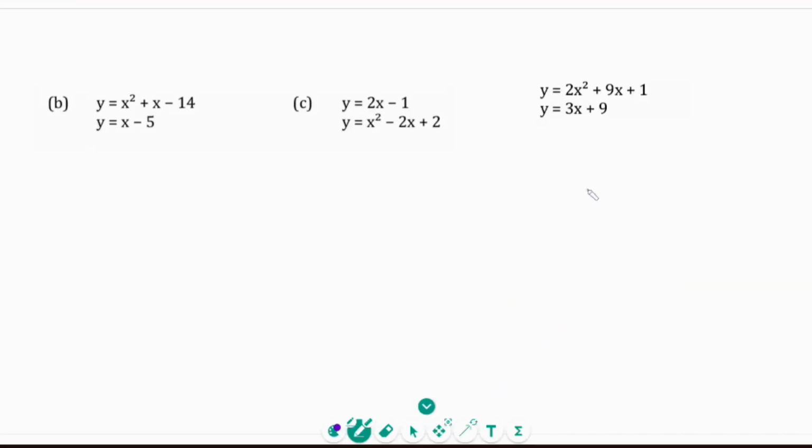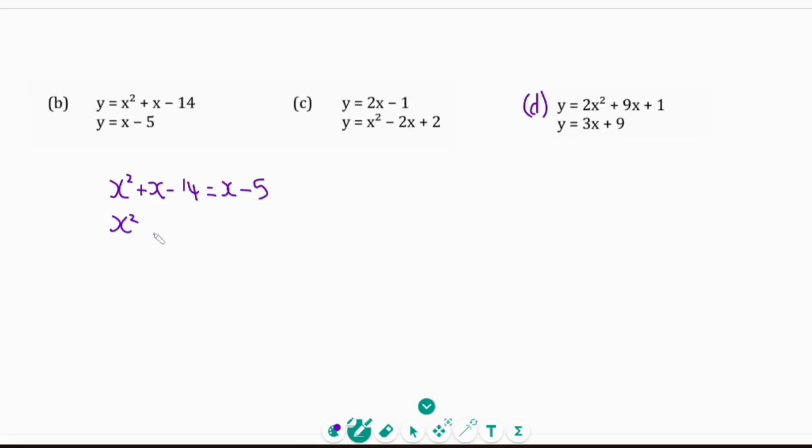Okay, maybe have a go at these three yourself first. Put me on pause and have a go when you are finished. We'll have a watch to see if you've got them right. Let's start with this first one. Both equal to y, so let's put them equal to each other. Take an x off both sides. And add 5 to both sides.